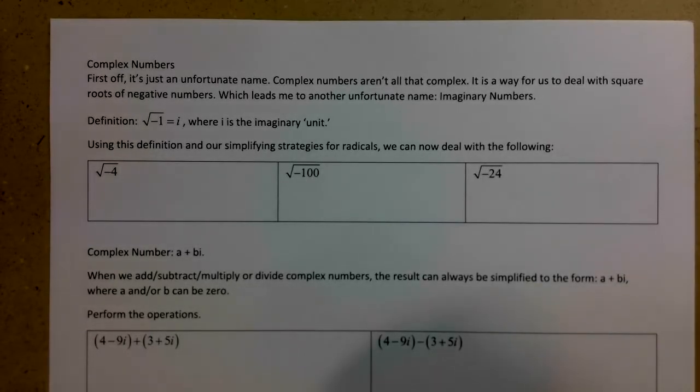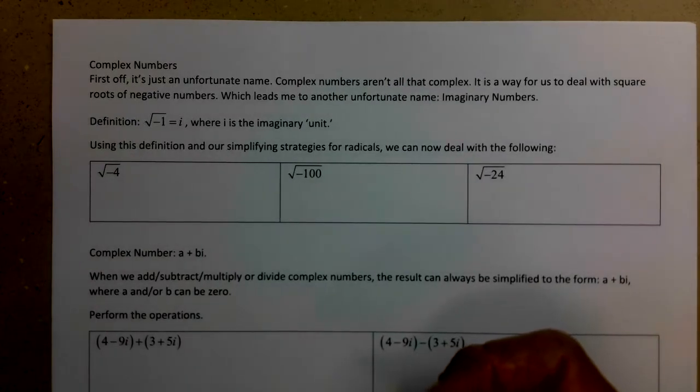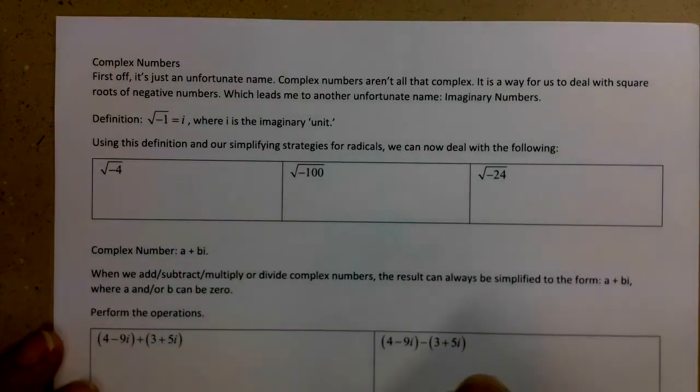So complex numbers is just, yeah, really an unfortunate name. They're not really that bad. It just gives us a way to deal with square roots of negative numbers. Again, another unfortunate name, imaginary numbers. So we're going to start with a definition here.